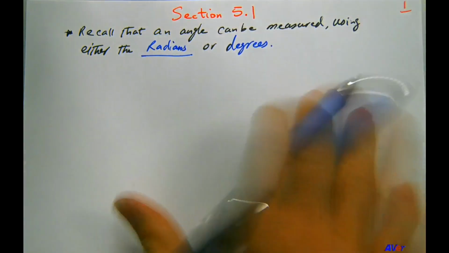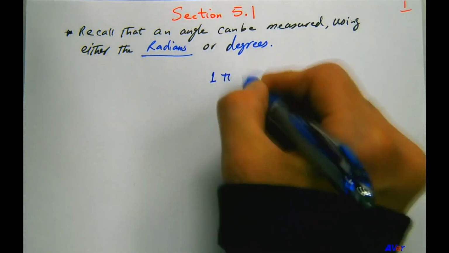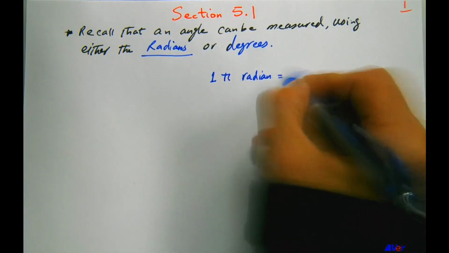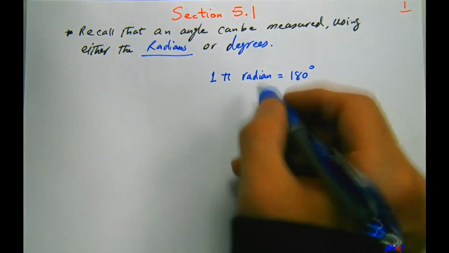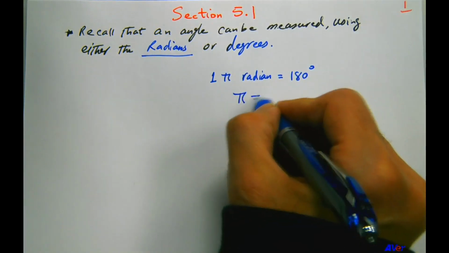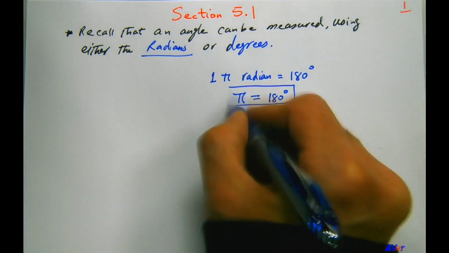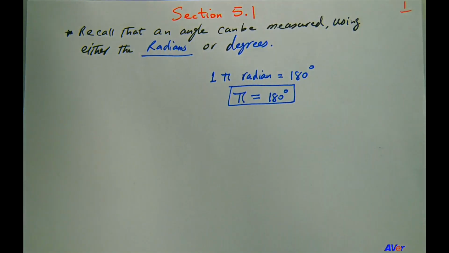In effect, 1 pi radians is equal to 180 degrees. In other words, we can write pi is equal to 180 degrees. So this equality is fundamental in our converting from radians to degrees or back from degrees to radians.